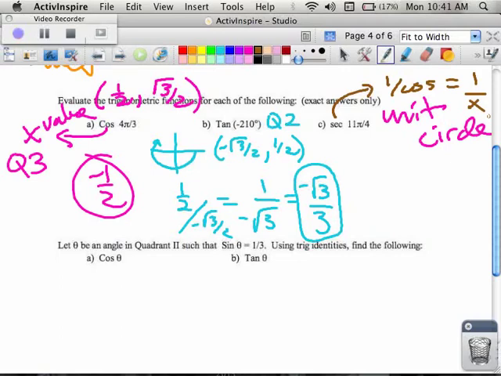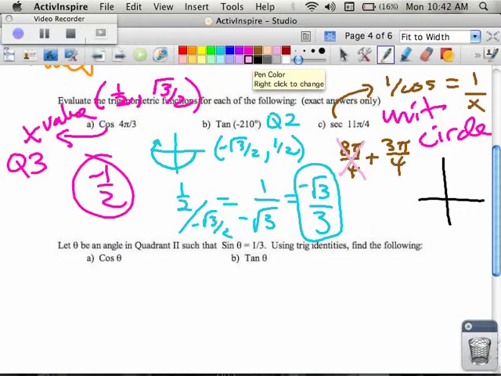8 divided by 4 is 2. So 11 pi over 4 is like 8 pi over 4 plus 3 pi over 4. And the 8 is going once around the circle, so I'm back to where I started. If I was drawing a picture, just to see what it looks like, here is 8 pi over 4, and then go around another 3 pi over 4.